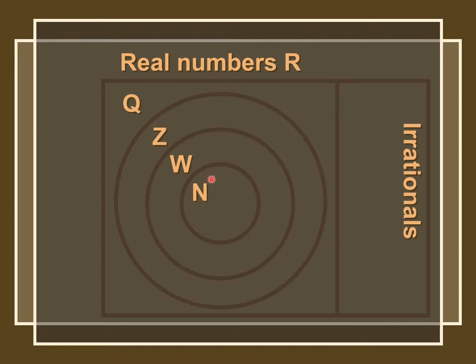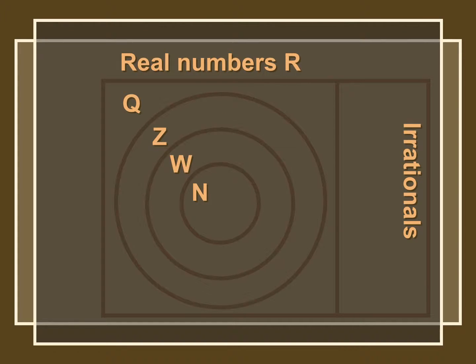And then our innermost subset is the natural numbers, which is kind of like your regular counting numbers, what you naturally learned as a child. 1, 2, 3, 4, 5, 6, 7, 8, 9, 10, on and on and on. So not including 0. That's why the natural numbers are a subset of the whole numbers, because whole numbers includes all the natural numbers plus 0.